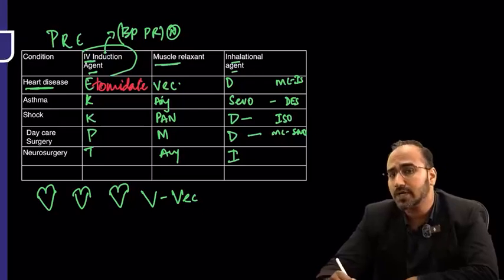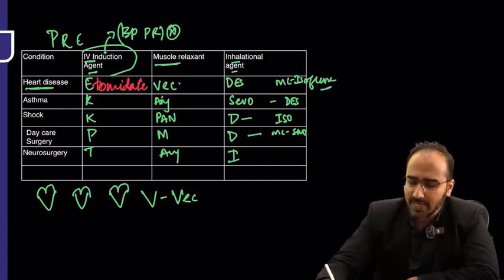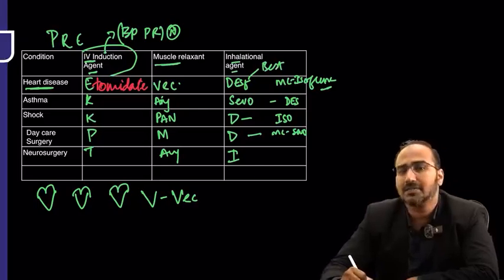Whereas the inhalation agent of choice for a heart disease patient, the best is desflurane, but most commonly what do we choose? Isoflurane. The best is desflurane, guys. Okay? Most commonly isoflurane.